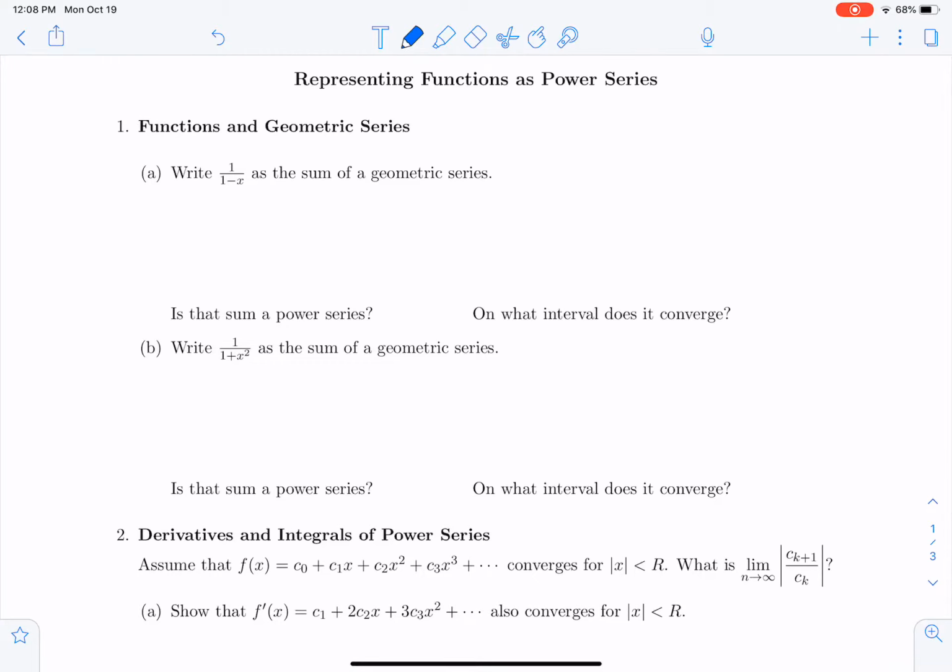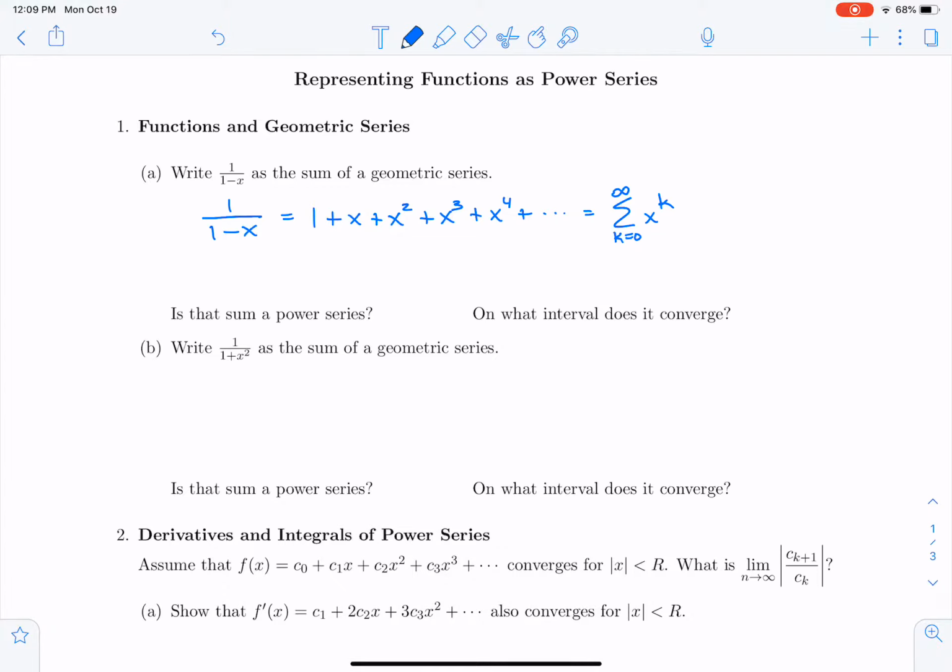Today we're going to look at representing functions as power series. In particular, we would like to exploit some facts that we know about geometric series. So let's look at the function 1 over 1 minus x. Well, we can write that as the sum of a geometric series. It's in fact 1 plus x squared plus x cubed plus x to the fourth, etc. That is the sum from k equals 0 to infinity of x to the k.